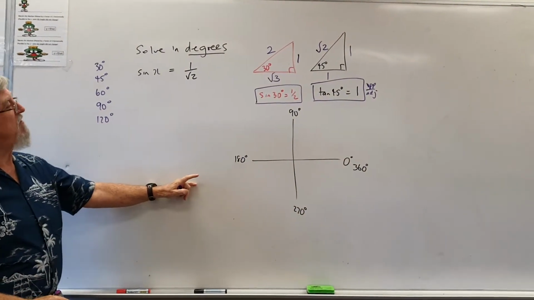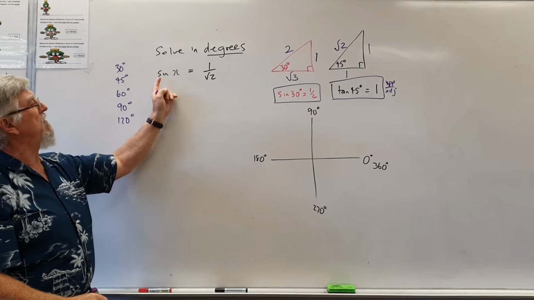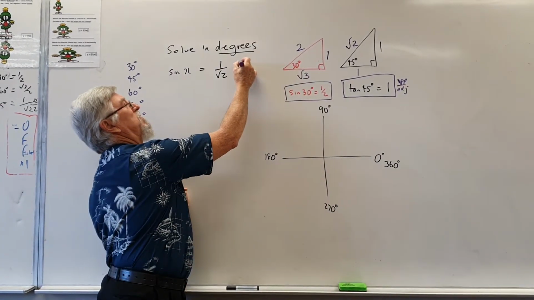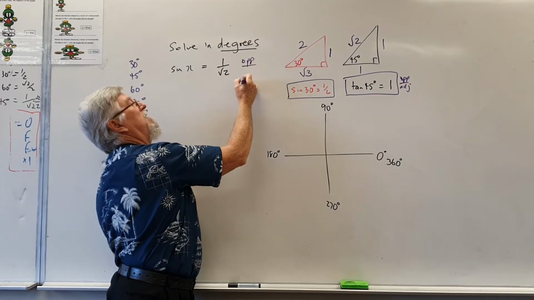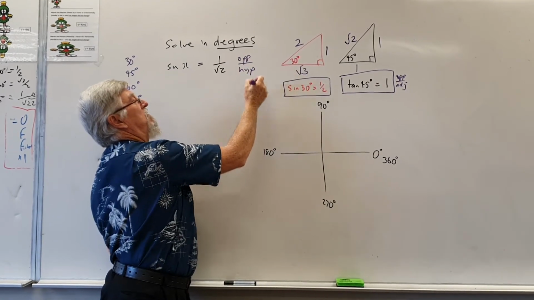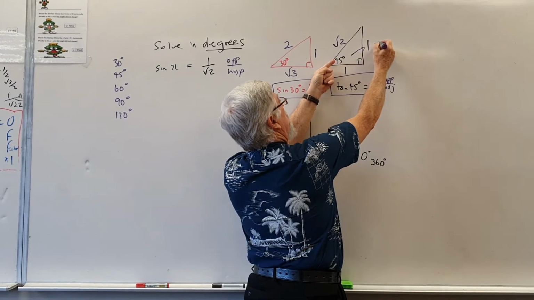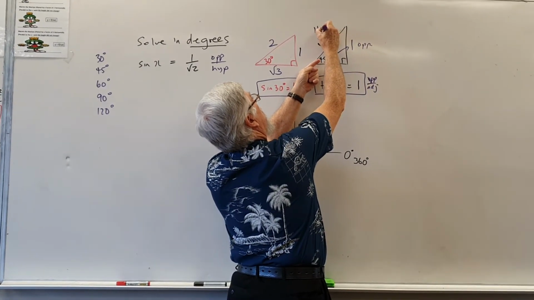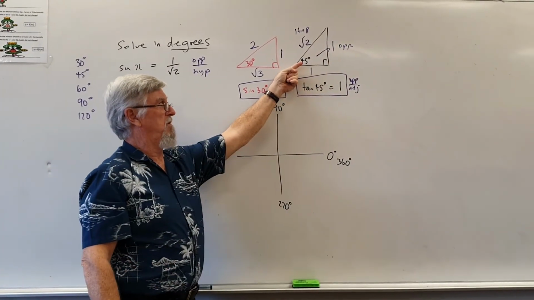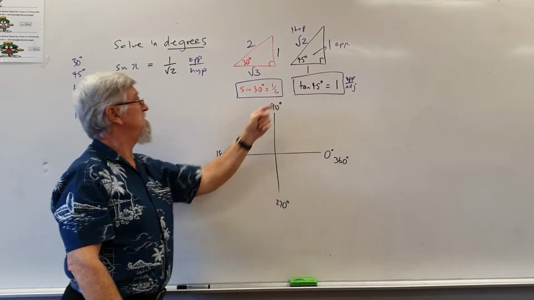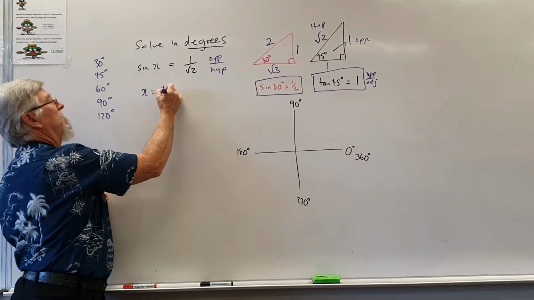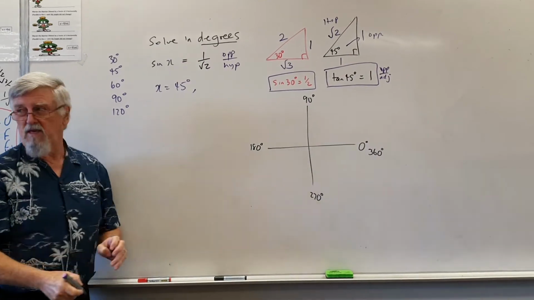So let's have a look at what we got. If I want the sine for 1 on root 2, I want the opposite to be 1, and I want the hypotenuse to be root 2. So if I go to 45, the opposite is 1, and the hypotenuse is root 2. So an answer to this question is 45 degrees.